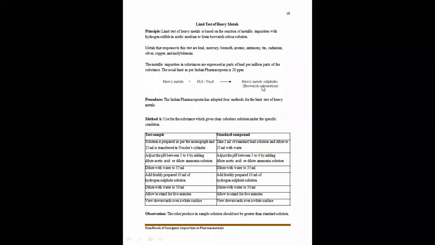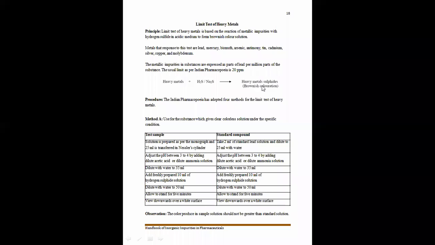Basically, this limit test of heavy metal is categorized into 4 methods. See, up till now we have seen only one procedure for each respective limit test: for chloride, for sulfate, for lead, for iron, for arsenic, only one procedure we follow for the determination of the presence of those impurities. But here, the presence of heavy metal impurity in the pharmaceutical substance can be determined by 4 different methods. They are categorized into method A, method B, method C, and method D.